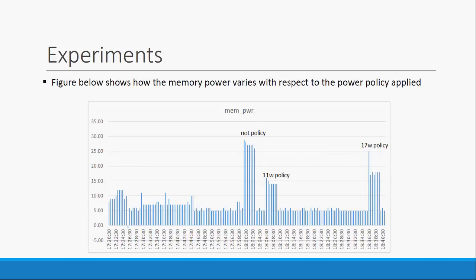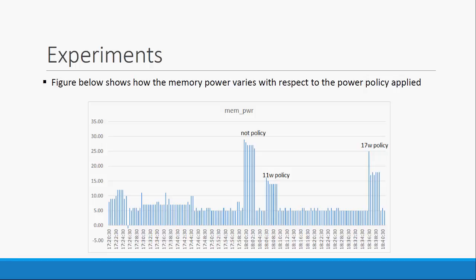Next, experiment section. The figure below shows how the memory power varies with respect to the power policy applied. We use the StressNG benchmark for this experiment. We can see how different policies start at a higher power setting than the one set and slowly start decreasing until we reach the desired power.